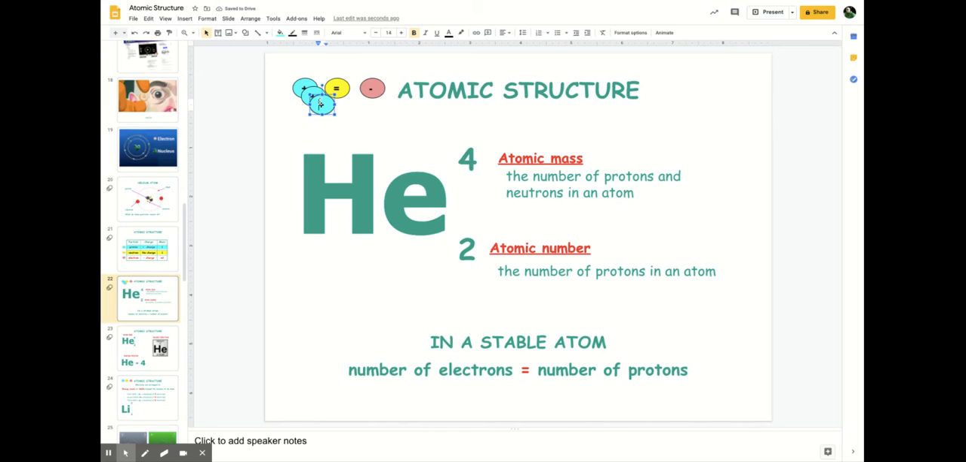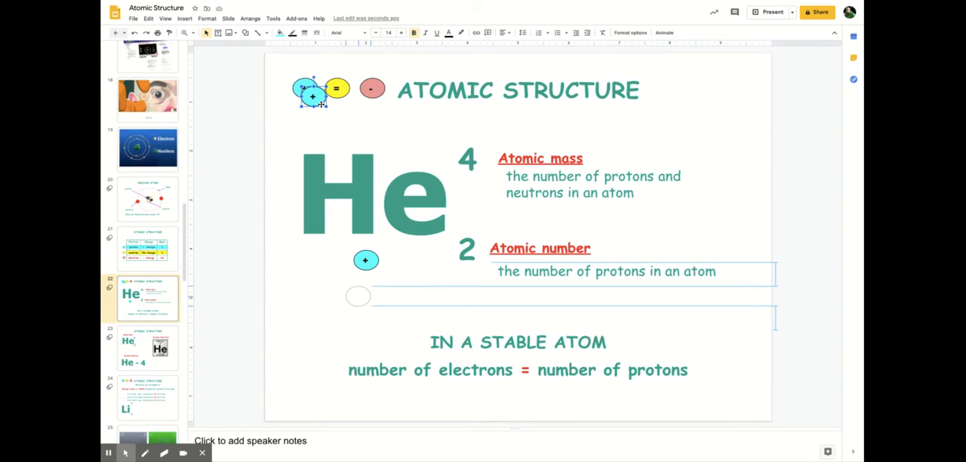So helium always, no matter what, has 2 protons. It's always going to have 2 protons, no matter what isotope it is, and that's a word you're going to learn about later. It's always going to have 2 of them, but it has a mass of 4.